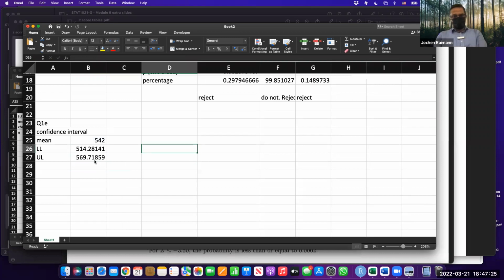So this is how you will write it in a research publication. In your thesis, in a research paper down the road, you will express this in this fashion. You can say 95% CI, 514 to 570.